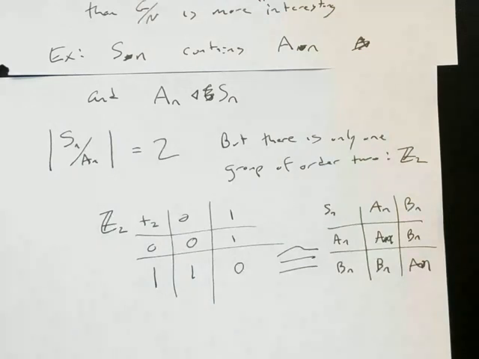There's only one group of order 3, Z3. There's only one group of order 5, because every prime order group is cyclic. So if the group has order 5, it's got to be the cyclic group Z5. But Z4 versus the Klein 4, there are 2 groups of order 4.